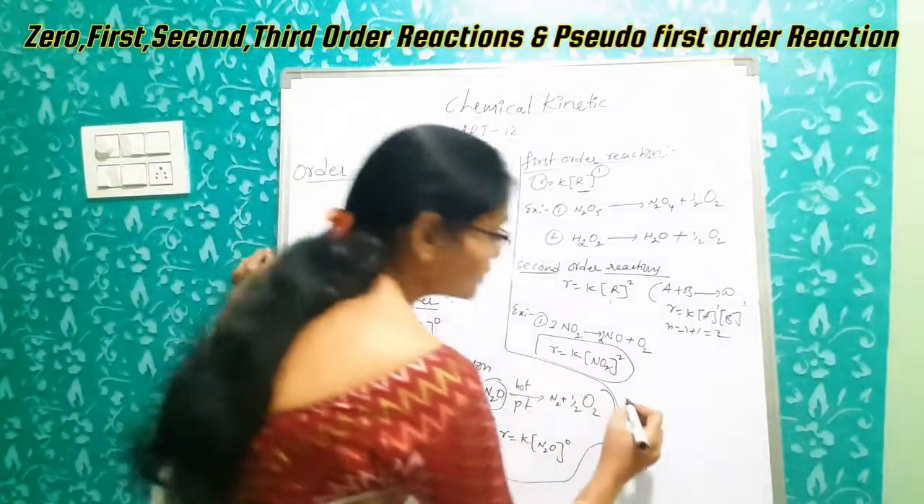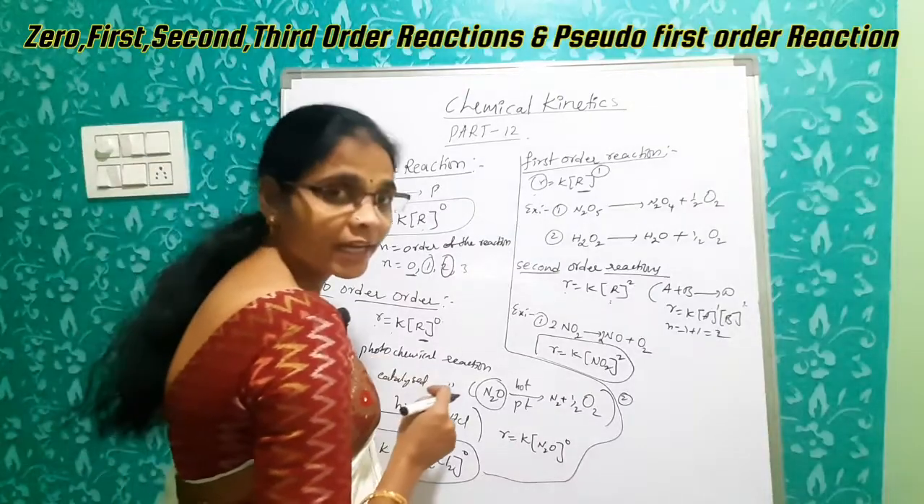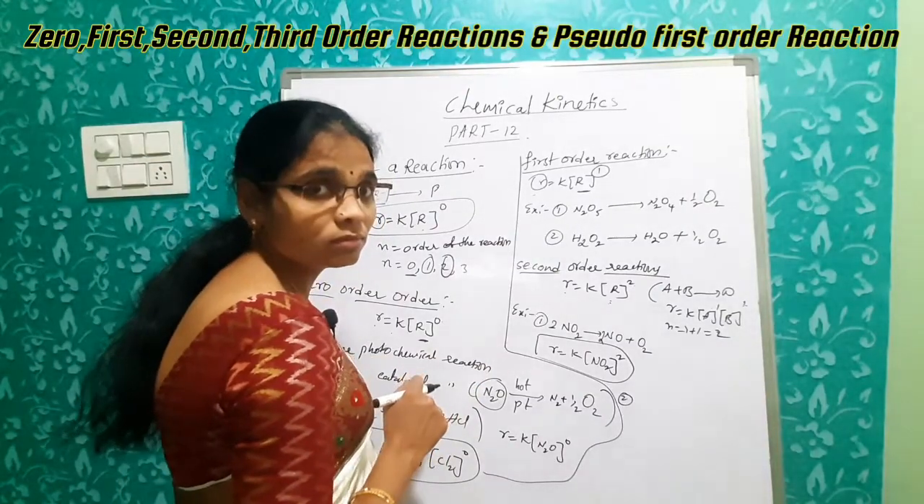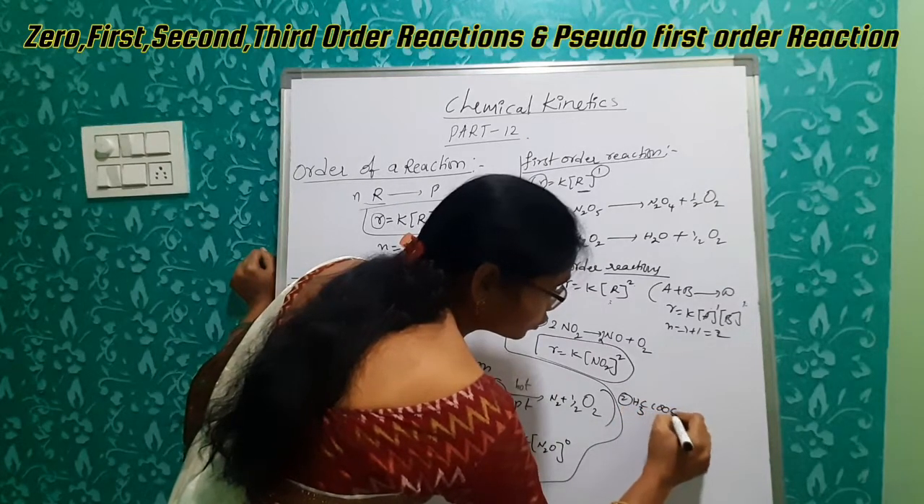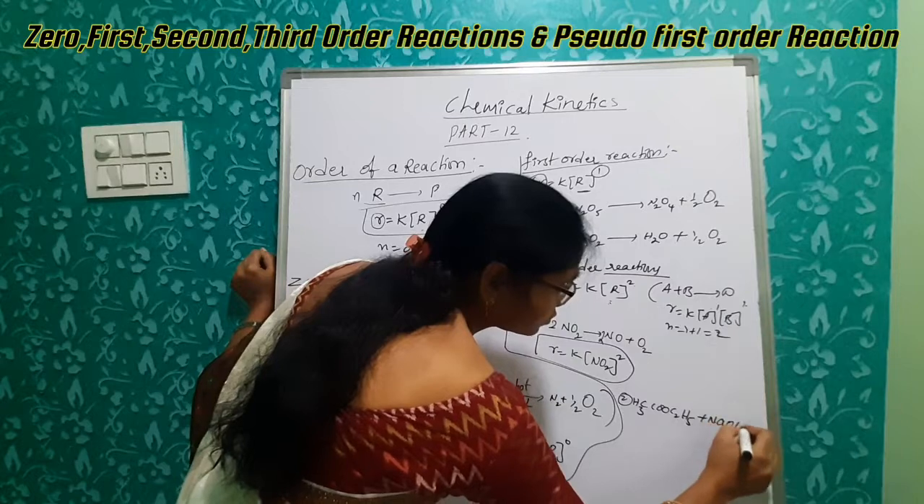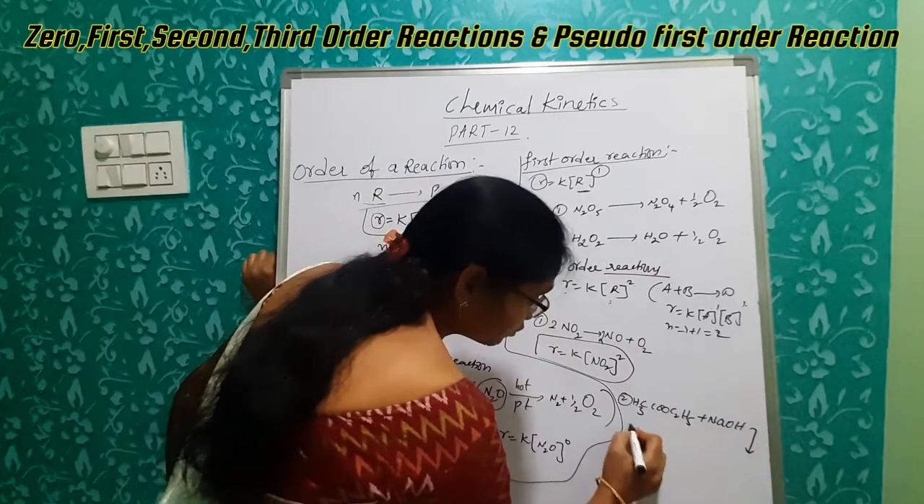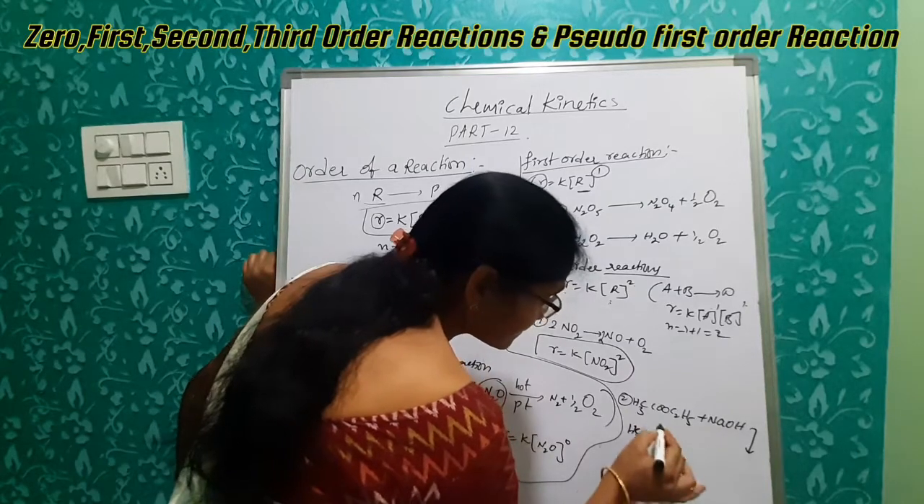Now write down another example: alkaline hydrolysis of ester. Any ester you can take here: CH3COOC2H5 plus NaOH. Simply it will give CH3COONa.